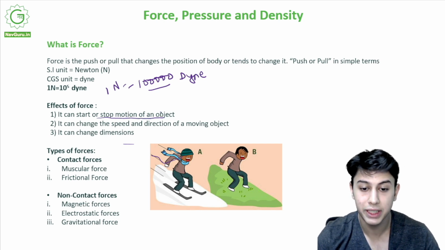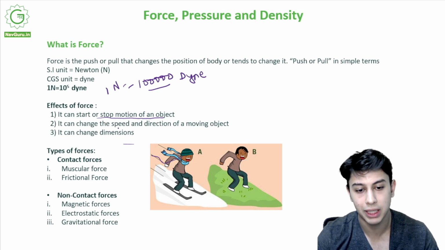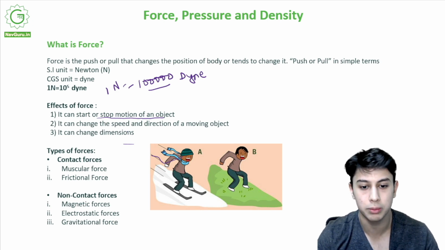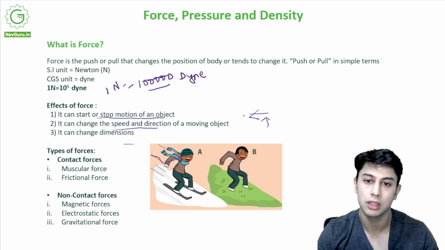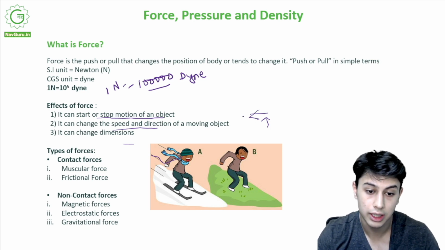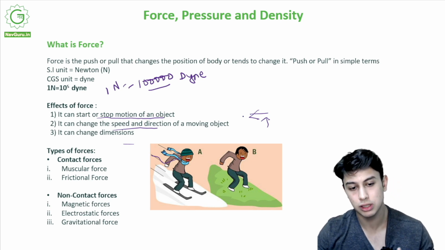It can change the speed and direction of an object. So like we say, supposedly your friend is riding a bicycle and you push him, his speed increases. And direction, supposedly you are skating and someone pushes you from the side. You are going in this direction and now you're going in the left direction. Force can change your direction. It can change dimensions.